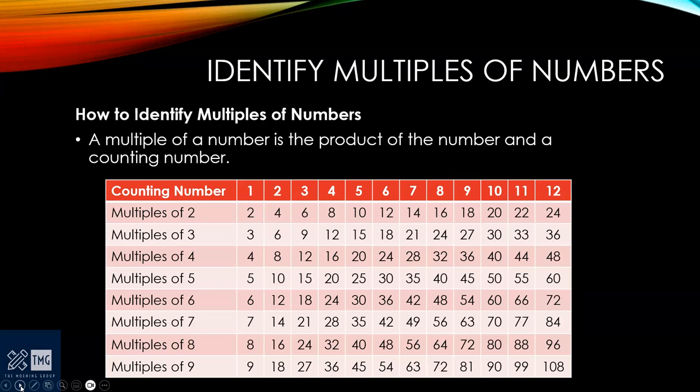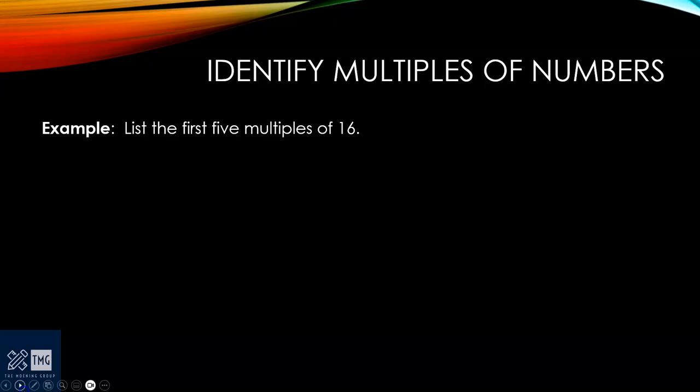Well, the first multiple of 5 is 5 times 1, 5. If I went to the next multiple, I would take 5 times 2, 10. 5 times 3, 15. So you can create a list of multiples simply by taking whatever number you want to start with and then multiplying by 1, then multiplying by 2, then multiplying by 3, and so on and so forth.